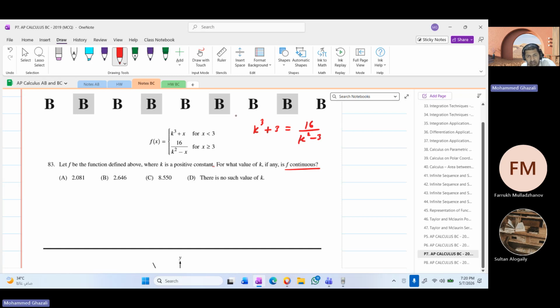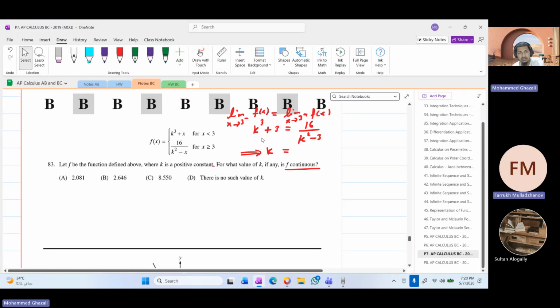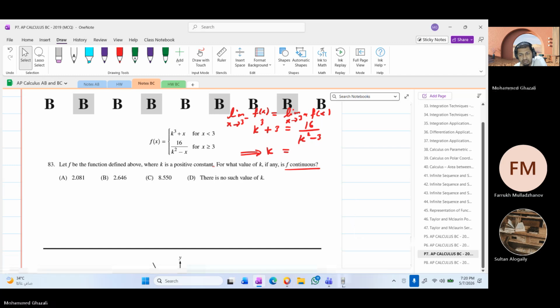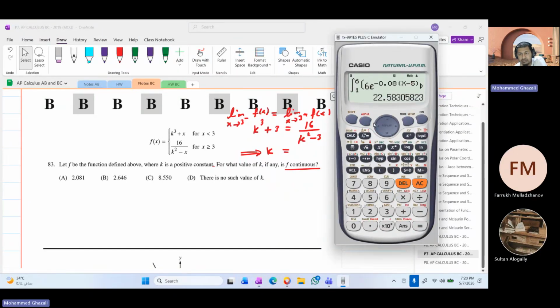So what you're doing is 3 from the left, and you need to write it out properly. What if it's a FRQ question? Then you need to write it out properly. You're going to say limit as x approaches 3 from the left of f of x is equal to limit as x approaches 3 from the right of f of x. Now you get this equation, solve for k. Just press shift solve on your calculator, because you're allowed to use a calculator. Don't waste your time solving this equation. Remember, calculators are allowed.